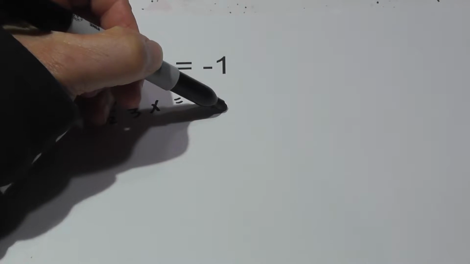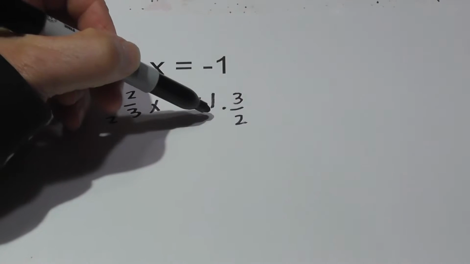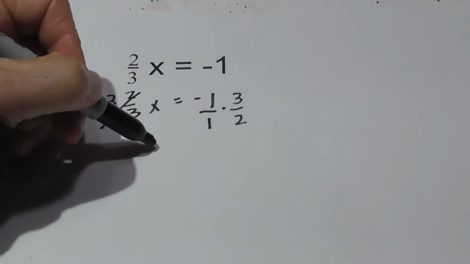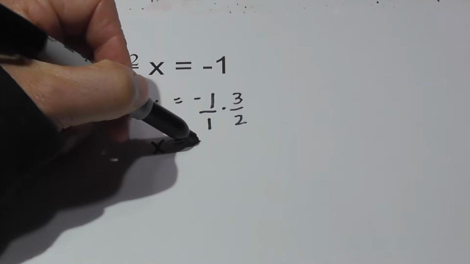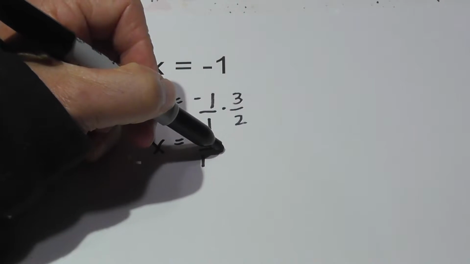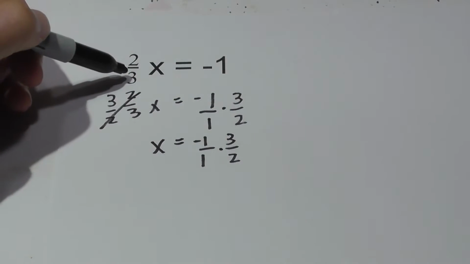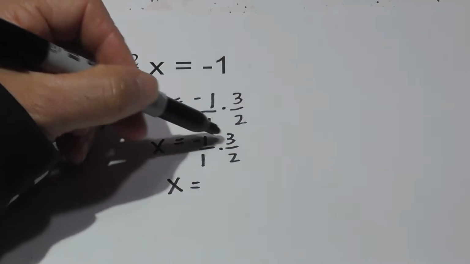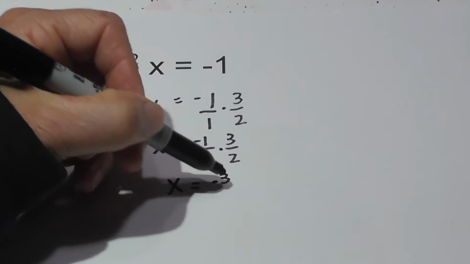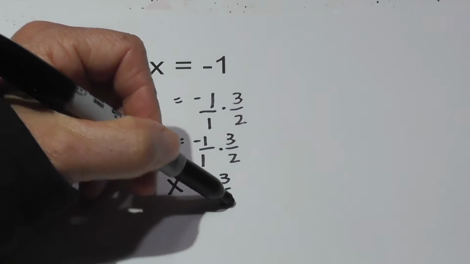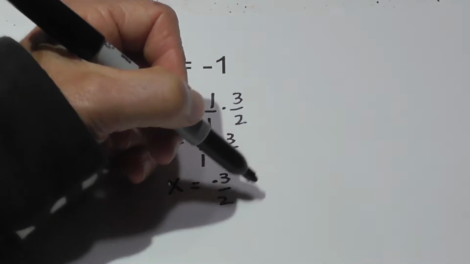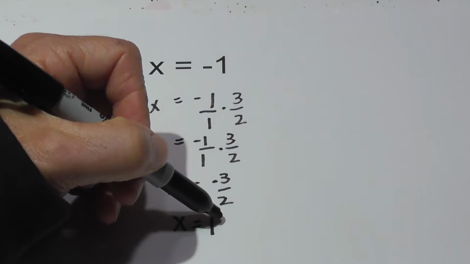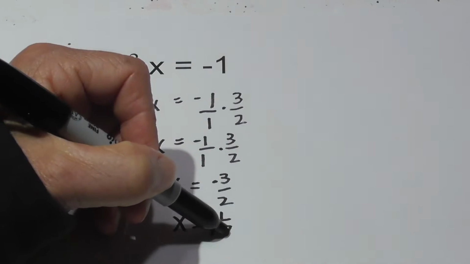And I'm going to multiply 1 times 3 over 2, and I'm going to write the negative 1 over 1 to make it a fraction. Okay, these cancel out, so I have x equals negative 1 over 1 times 3 over 2, which was the reciprocal of 2/3. So now when you multiply it, just keep an eye on the signs. Negative 1 times 3 is negative 3, and then 1 times 2 is 2, and I can rewrite this as x is equal to 2 goes into 3 1 times, and 1 left over, negative 1 and 1/2.